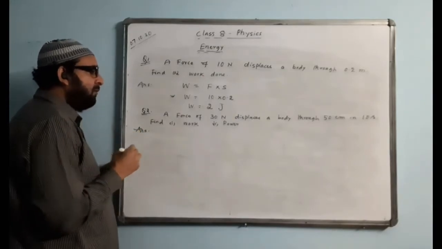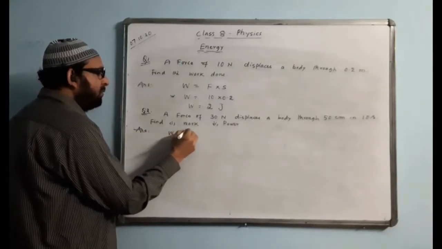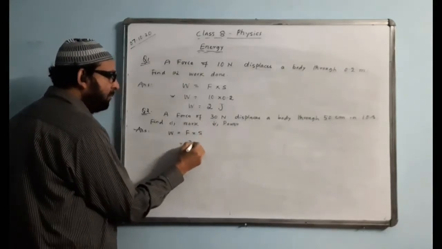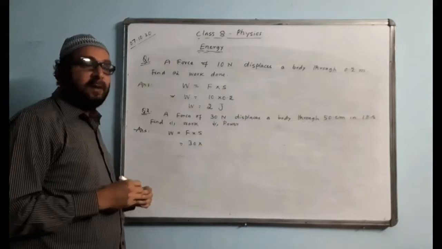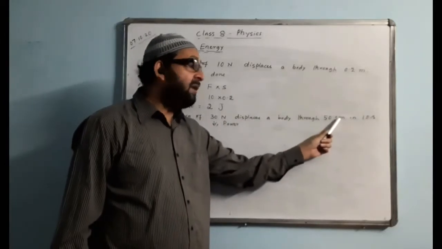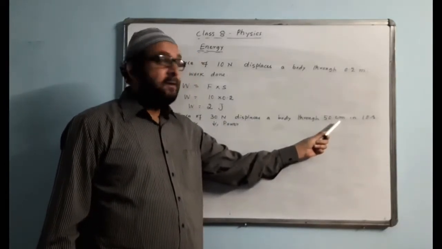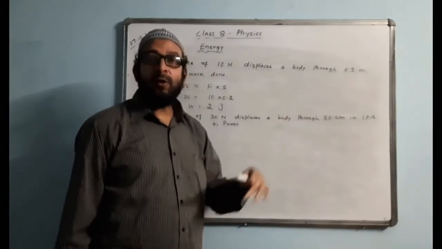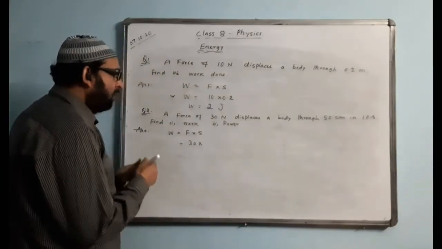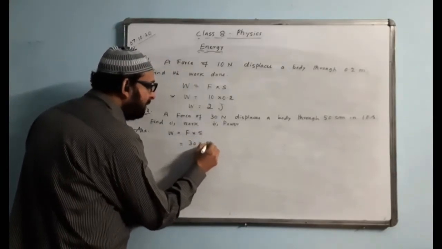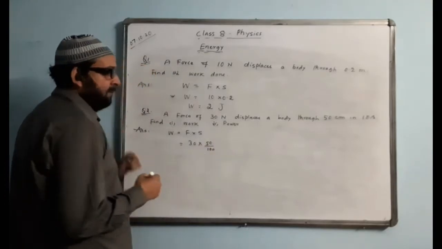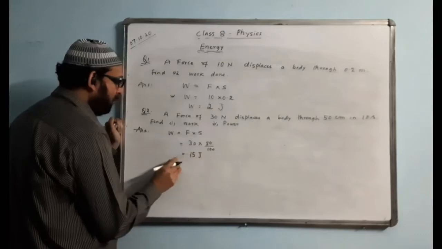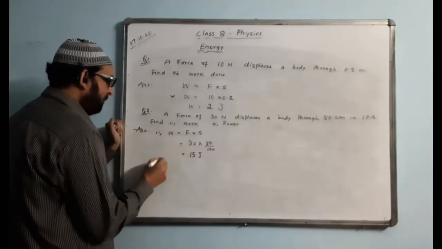Now how to find the answer of work? Simple. Work is equal to F into S. Force value is given, 30. Put 30. S is the displacement. What is the displacement? 50 centimeter. You have to mind it. Displacement SI unit is meters. So you must change this into meter. If it is not in meter, you must change it. So how to change? 50 centimeter will be divided by 100 to change into meter. Now you can calculate, 20 will cancel. Answer will come 15 joule. That is the answer for the first part.